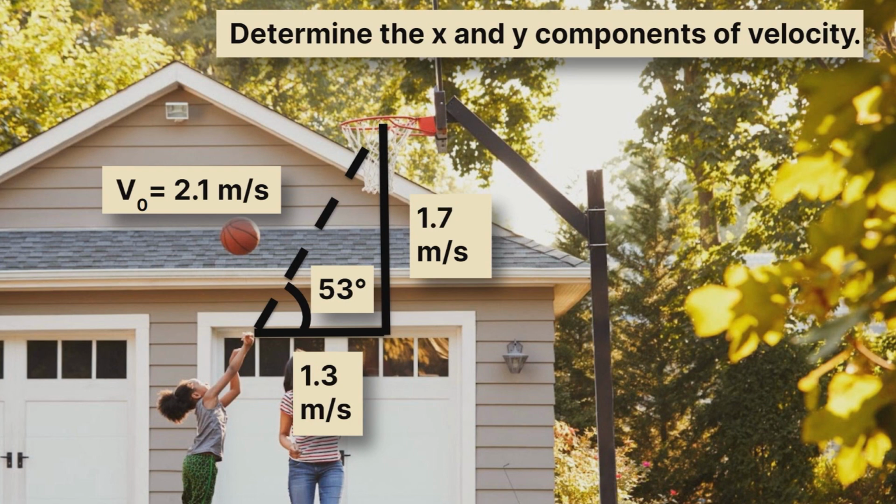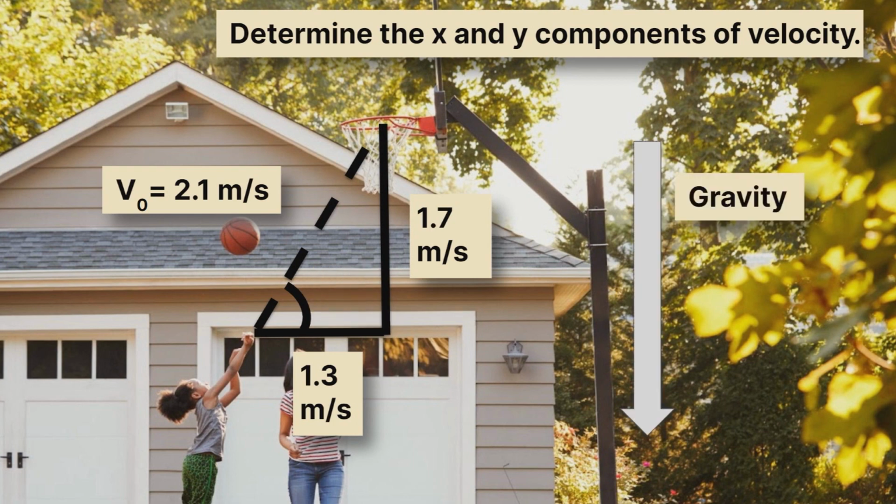Why is that important? Well, the forces acting on these two different velocities are very different. Because remember, gravity acts always downwards. So which one of those velocities is gravity going to interact with? The vertical one. Actually, the horizontal velocity isn't interacted with gravity at all. It just stays 1.3 meters per second the whole time.